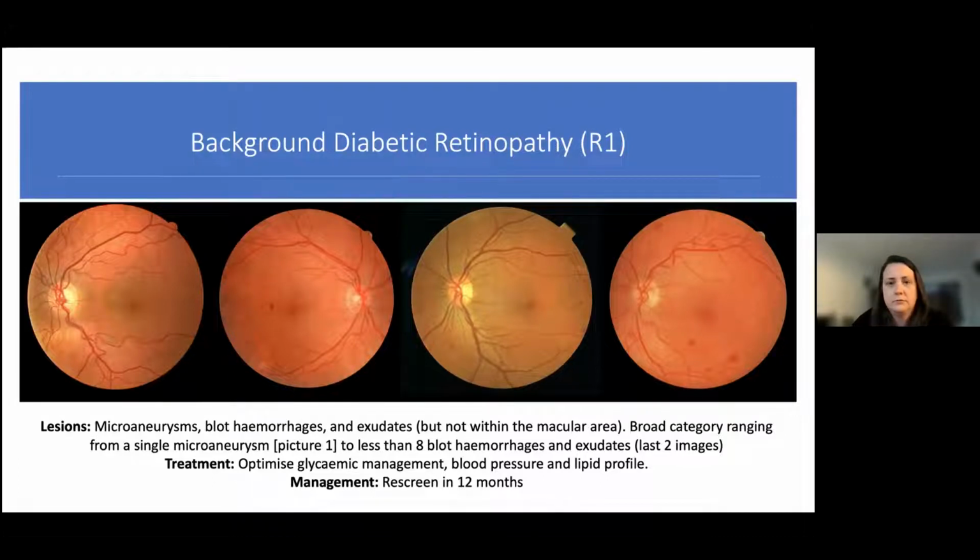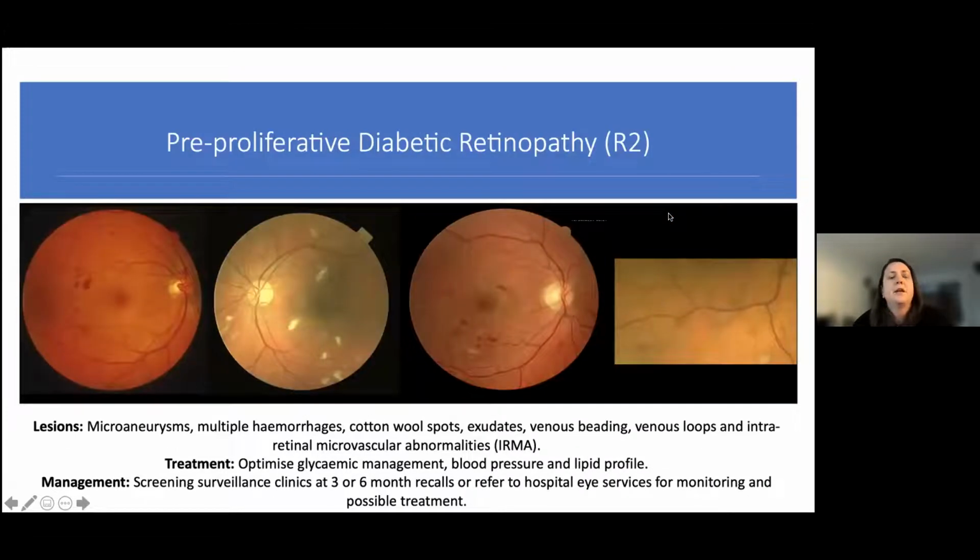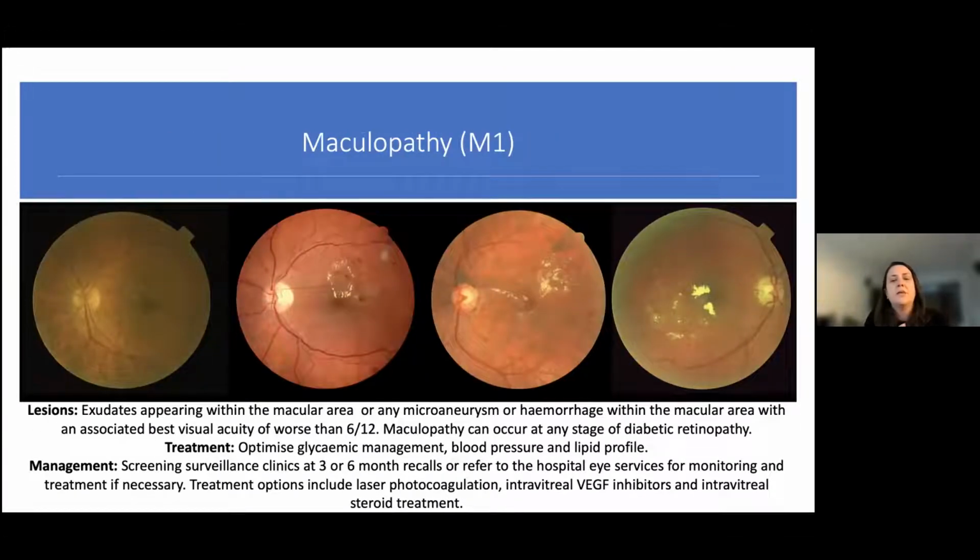Ooh. Oh, too far. Oh. Right, so then we've got maculopathy.